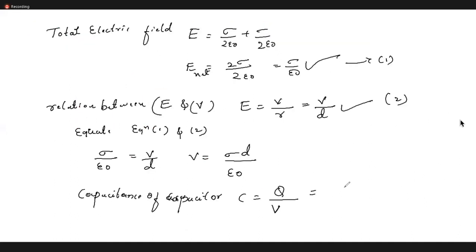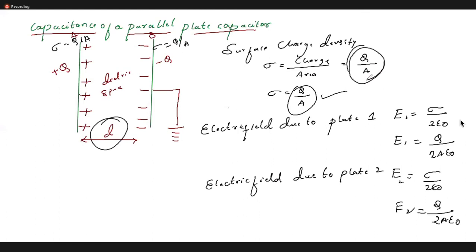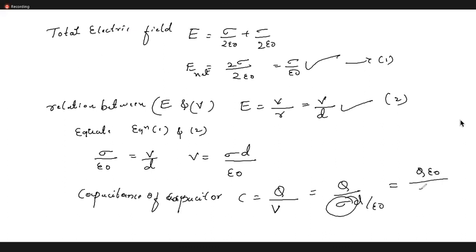Just apply here Q by V. Q divided by V, where V is sigma D by epsilon naught. What is the sigma value? Q by A. So we get Q epsilon naught divided by Q by A into D. Can I cancel Q and Q? Then let me write this as A epsilon naught divided by D. So this is the capacitance of a parallel plate capacitor. Are you okay with this?